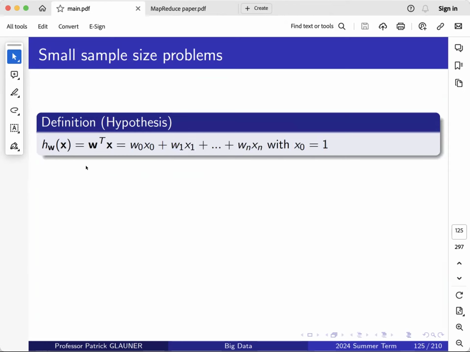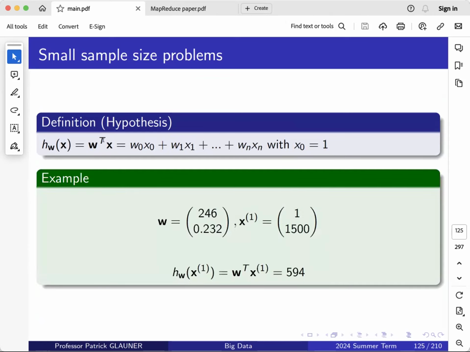And we could just describe this as the product of the weight vector w and the input vector x, and that we can simply write as a product of the two vectors. By definition, or for convenience, we say x0 is 1. So we can describe all of this just as a product of these two vectors. And we can have an example here.